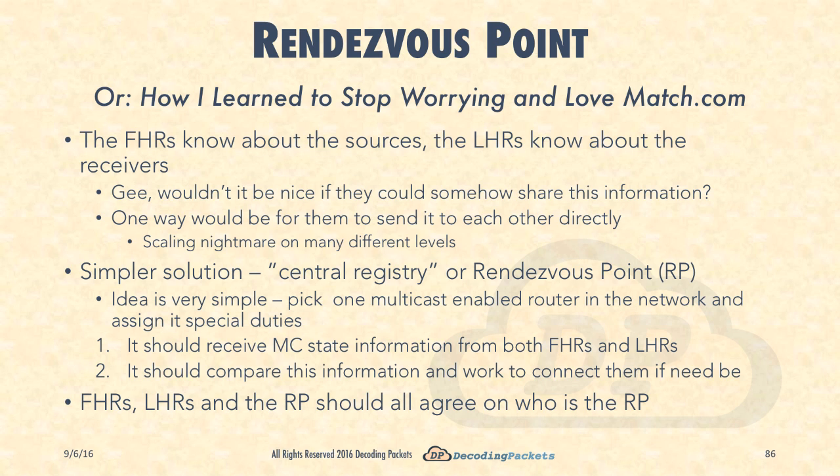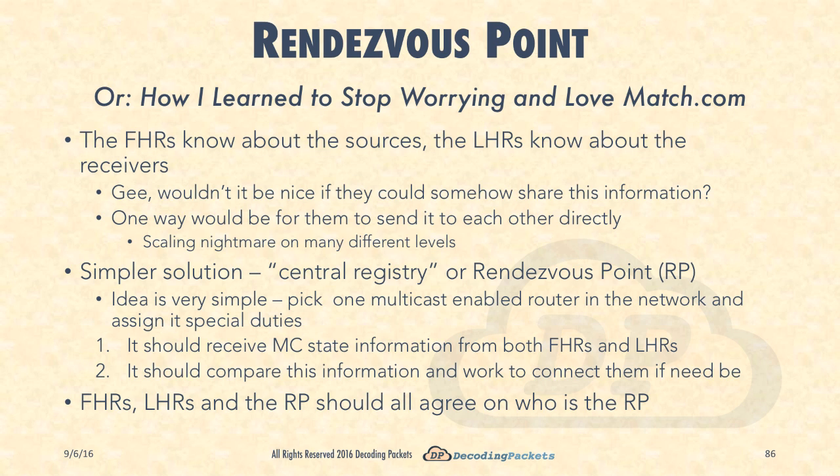And you assign it some special duties. In fact, there are two special duties that it should be assigned. Number one, it should be able to receive multicast state information, the star comma G, the S comma G, from both the FHRs and the LHRs. So both the FHRs and LHRs should be able to send it this multicast state information that they've just gathered after the initial signaling. And the RP should be able to accept and process this. Why does it need to process this? That's duty number two, because it's then going to compare these pieces of information from the FHR and the LHR and work to connect those FHRs and LHRs if need be.